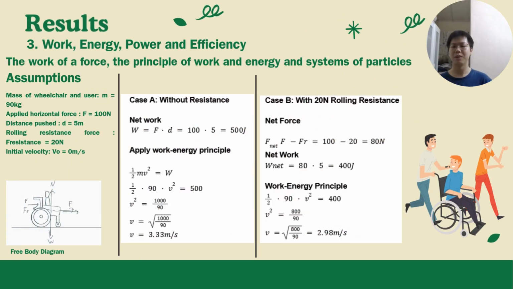For the results of the work of a force, the principle of work and energy and the systems of particles, the assumptions used in the calculation along with the free body diagram are shown on the slide. In case A, where no resistance is applied, the final velocity of the wheelchair is calculated to be 3.33 meters per second. In case B, with a rolling resistance of 20 newtons, the final velocity is reduced to 2.98 meters per second. By comparing the two cases, we can see that rolling resistance causes a noticeable reduction in speed, demonstrating the impact of resistive forces on wheelchair motion and energy efficiency.